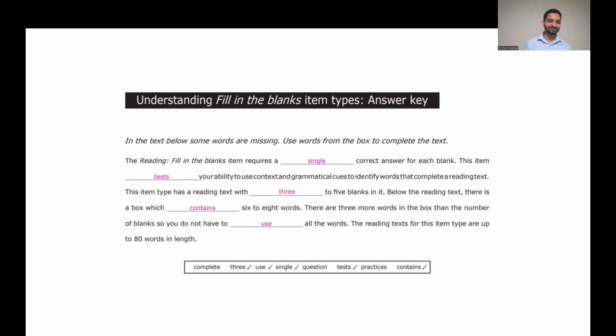If they gave 3, it'd be easier for you, but they give you 3 extra to make it harder for you, right? So you're going to get 3 more than the number of blanks. So if you've got 5 blanks, you're going to get 8 words, right? So that's what it's trying to say here. There are 3 more words in the box than the number of blanks. So you do not have to use all the words. The reading text for this item type is up to 80 words in length.